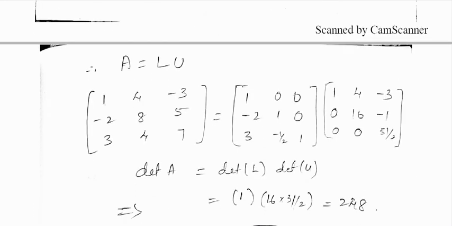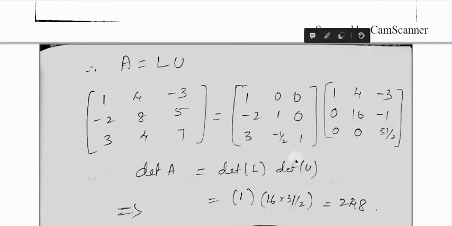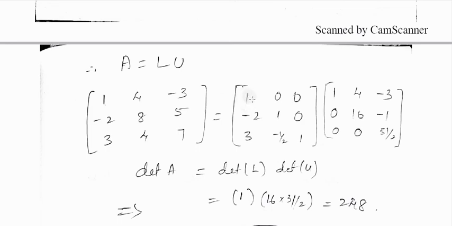See, A is equal to LU, then applying the determinant, the property of determinants gives determinant of L into determinant of U. See, all the entries on the diagonal of the lower triangular matrix are 1. So the product gives 1 times the product of all the elements of U, which we call the pivots. So 1 into 16 into 31 by 2, which is equal to 248.